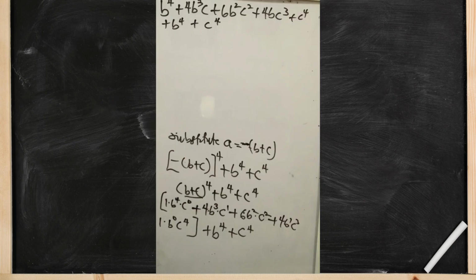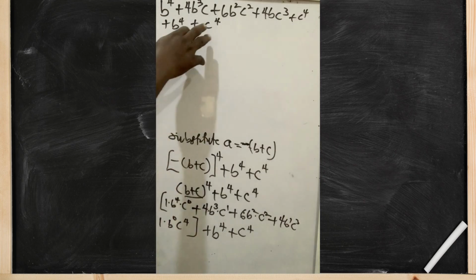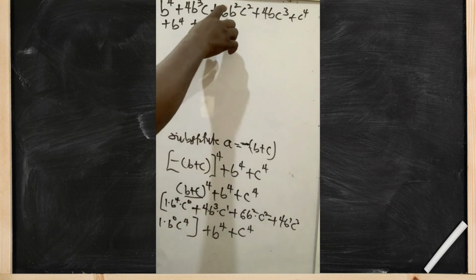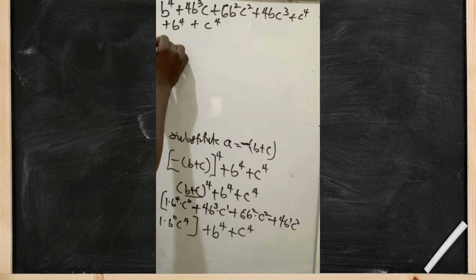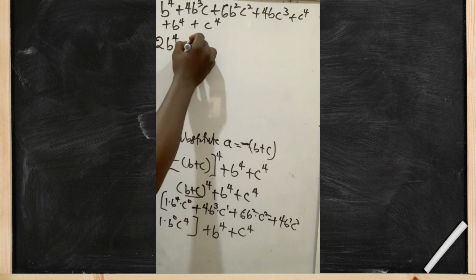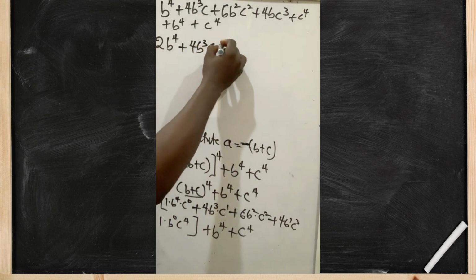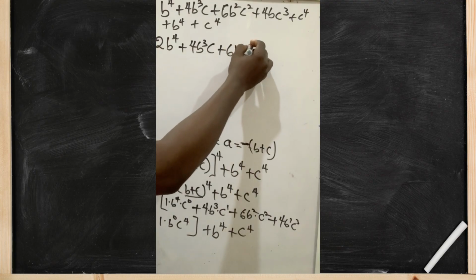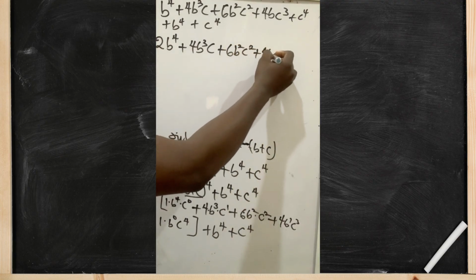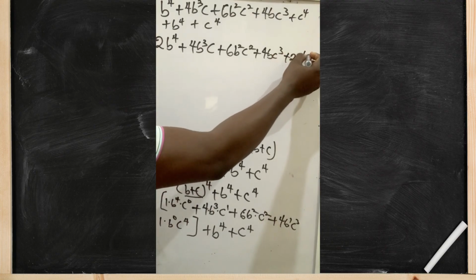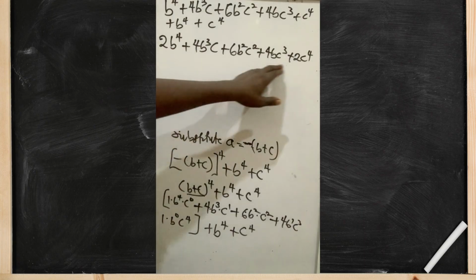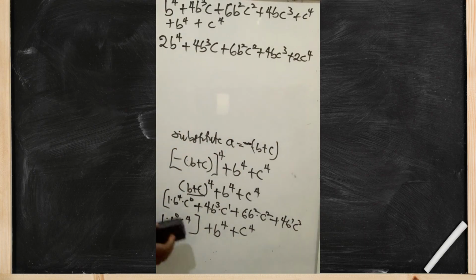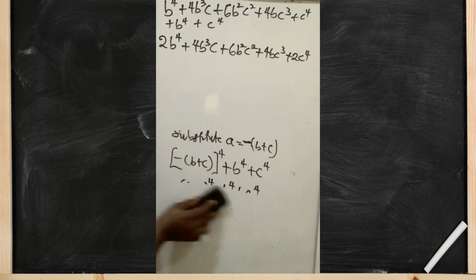By the time we look closely, we realize that b raised to power 4 and b raised to power 4, and c raised to power 4 and c raised to power 4, combine. So it's going to be simplified as 2b raised to power 4, plus 4b cubed c plus 6b squared c squared plus 4b c cubed plus 2c raised to power 4. So this is the expression for the numerator. So we can quickly move on in order to get the value for the denominator.